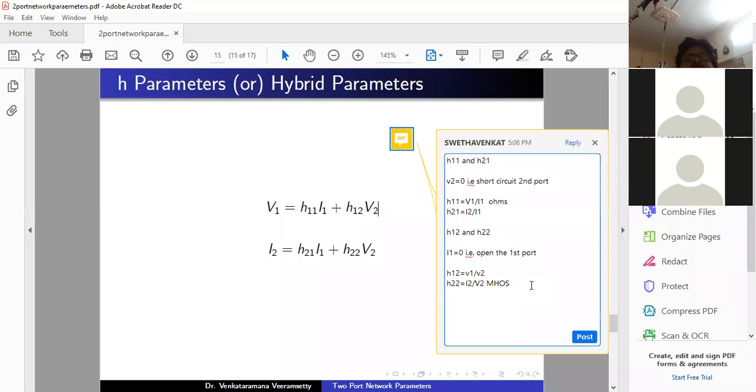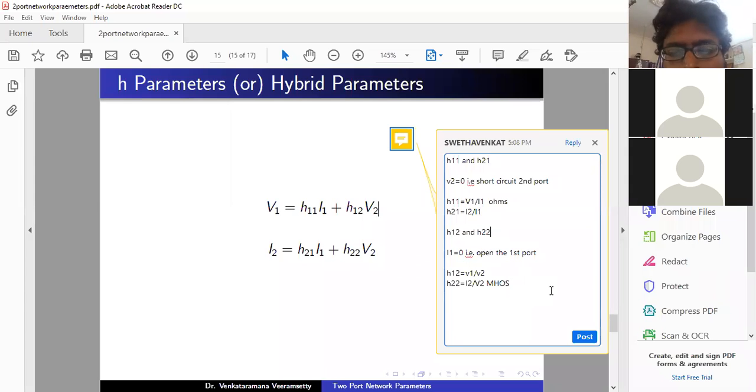So this is the procedure for calculating the hybrid parameters of any two-port network, meaning H11, H12, H21, and H22. First, short circuit the second port, or make V2 equal to 0. Then we are able to calculate H11 and H21 by taking the ratio between V1 and I1, and the ratio between I2 and I1.